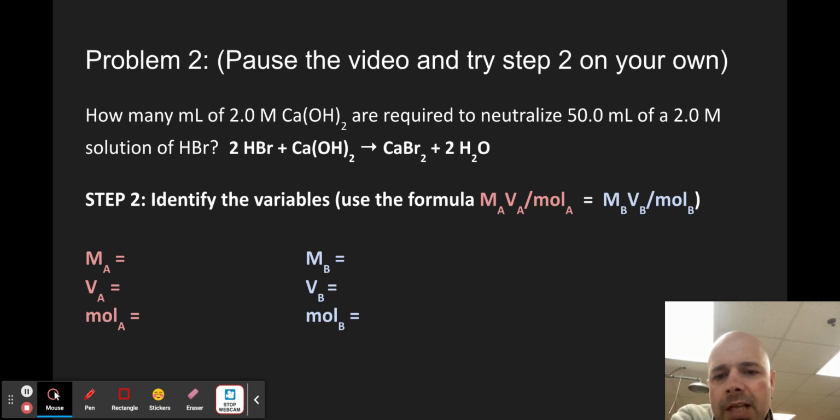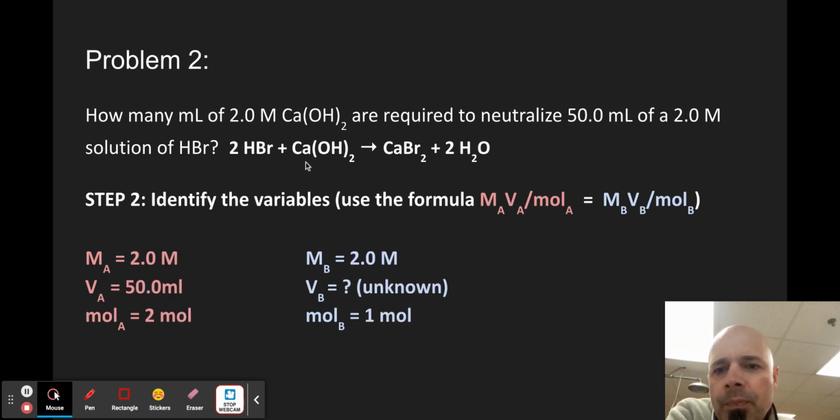So here's what you should have, right? Because Ca(OH)2 is a base, the base's molarity is 2.0, so that goes here. Of course, they're both 2.0, so that's a safe bet that you're going to be correct if you write 2.0 molar for each. But the 50 milliliters of volume, in this case, applies to the acid because it says 50 milliliters of a 2.0 molar solution of HBr, and HBr is the acid. So, the acid side, the volume is known, but it asks you for how many milliliters of 2.0 molar Ca(OH)2 are required. So it's asking you for milliliters or volume of the base. So that's our unknown that you're going to solve for.